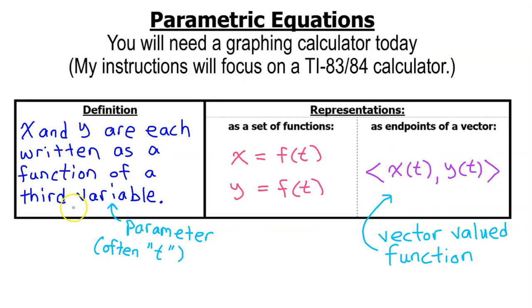Let's start off with some notes. With parametric equations, x and y are each written as a function of a third variable called a parameter, usually using the letter t. For real-world problems, this t often represents time. The parametric relationship can either be expressed as a set of functions, like x equals some function of time and y equals some function of time, or as endpoints of a vector like this. This is called a vector-valued function.